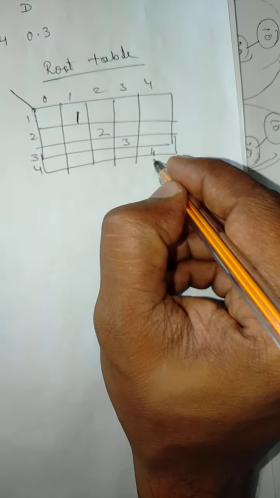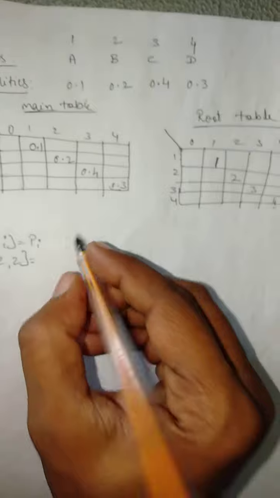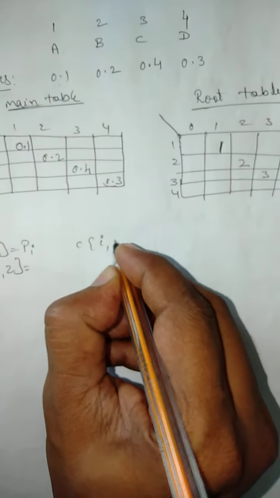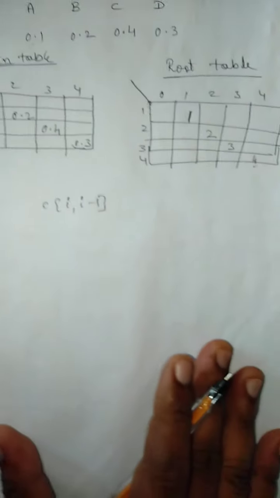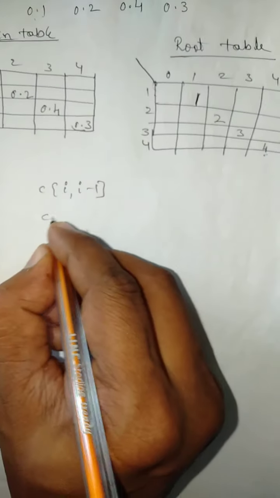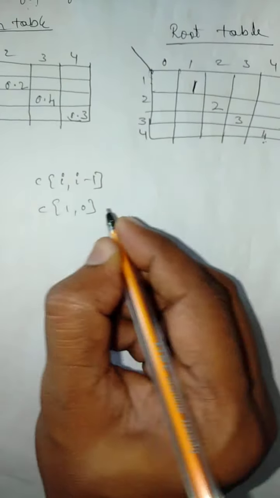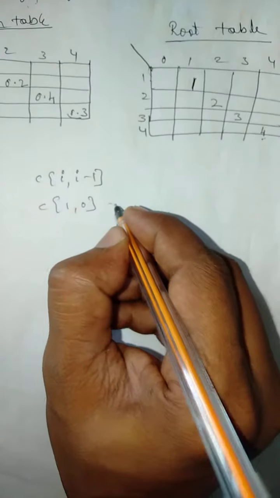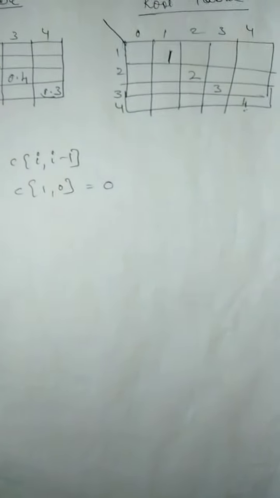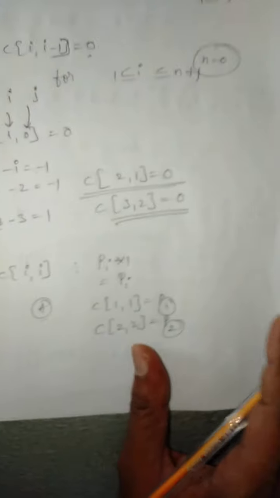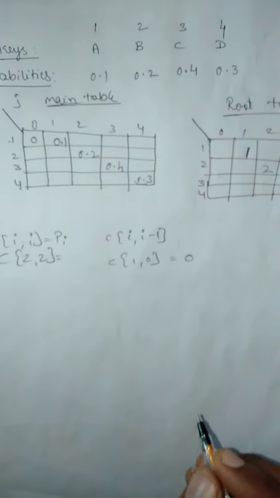Okay. So the fourth key is the root node. That is the meaning. Next, we shall fill up C of i comma i minus 1. So C of 1 comma 0. As we saw here, C of 1 comma 0 is 0.